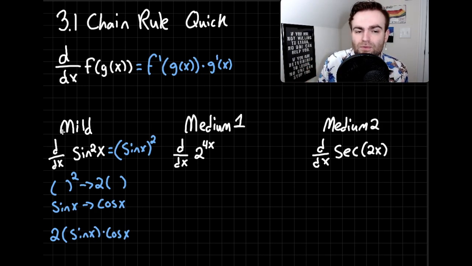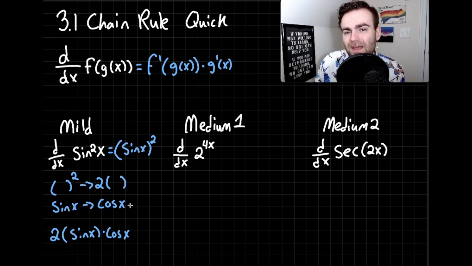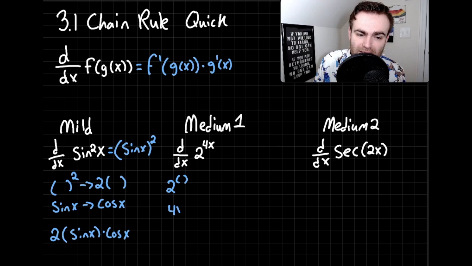So now I've got two spicier examples for us, because they deal with rules that don't come up as often as some of the others, and especially with the medium 2, it's going to feel a little bit different. Here I think I can clearly see that the outermost function is 2 to some power, and the inside function for that would be 4x.